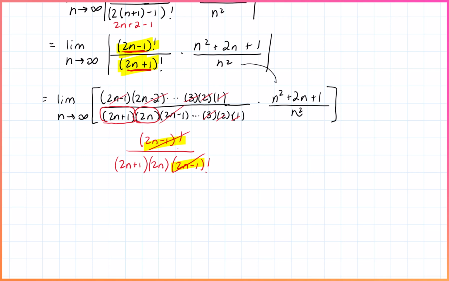I see that from above. So that should have been n squared. So let's get that in there. And now let's carry down what we've got left after all of our canceling.